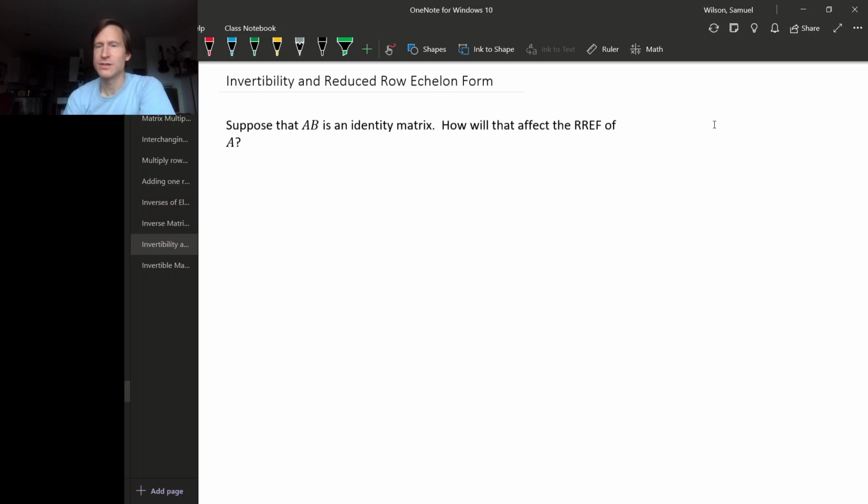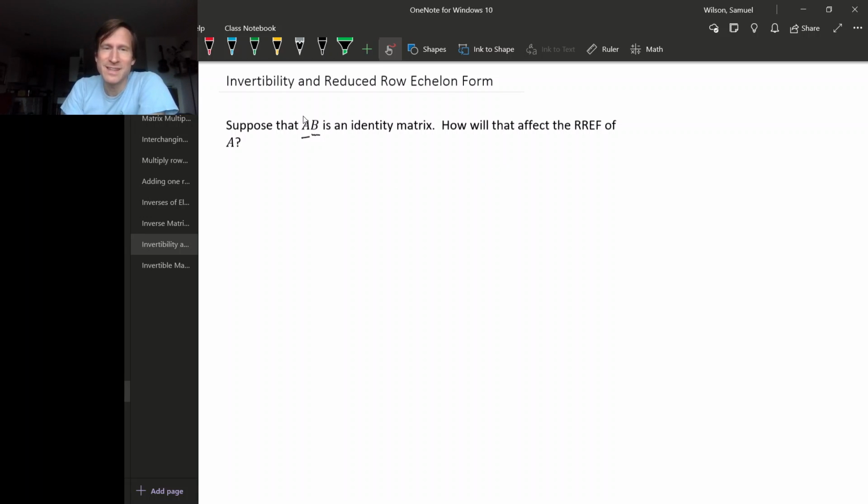Let's analyze the reduced row echelon form of an invertible matrix a little more carefully. So suppose we have an invertible matrix. Actually, we're going to assume something a little bit less. Let's suppose that we have a matrix A where there's some matrix B so that the product of A and B is an identity matrix. And let's see what we can figure out about how that affects the reduced row echelon form of the matrix A.